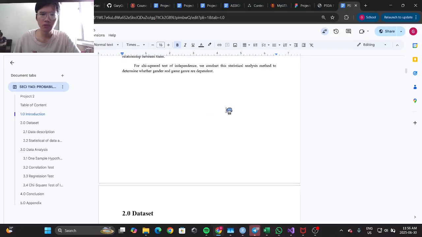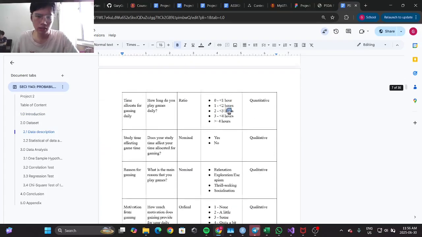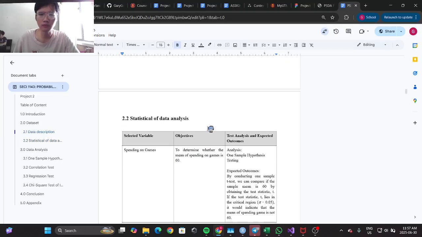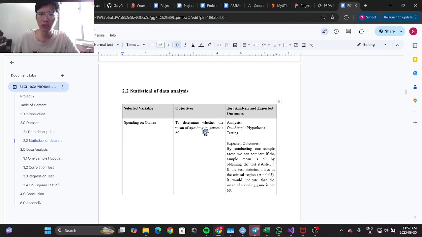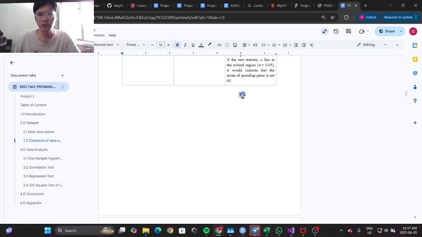For this project, we will be doing 4 types of inference analysis. The first one is one sample hypothesis testing on spending on games. For this one, we will be determining whether the mean of spending on games is 60. This value of 60 is obtained from the sample mean; it's an estimate for the population mean. So we want to determine whether the mean spending on games of the population is equal to 60 or not. That's the first analysis, one sample hypothesis testing.